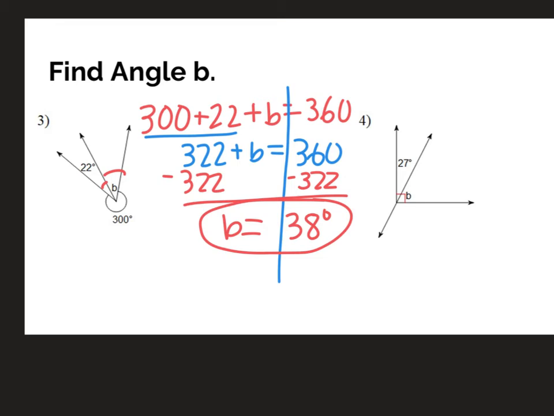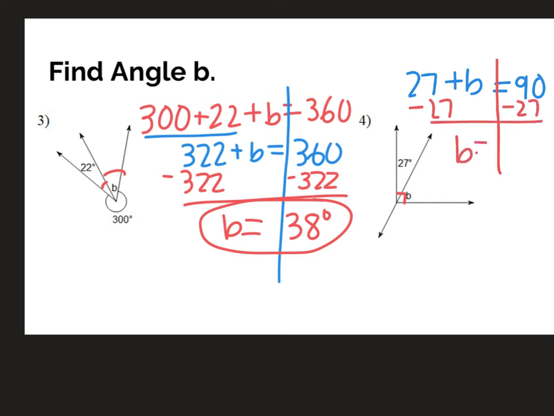Number 4, we see that little box in the corner, which tells me that is a 90-degree angle. So what adds up to 90 degrees? Well, complementary angles add up to 90 degrees. So those two angles, 27 and B, are complementary, meaning they need to add up to 90. So solve it like a normal equation. Subtract 27, subtract 27. That means B is going to equal 63 degrees.